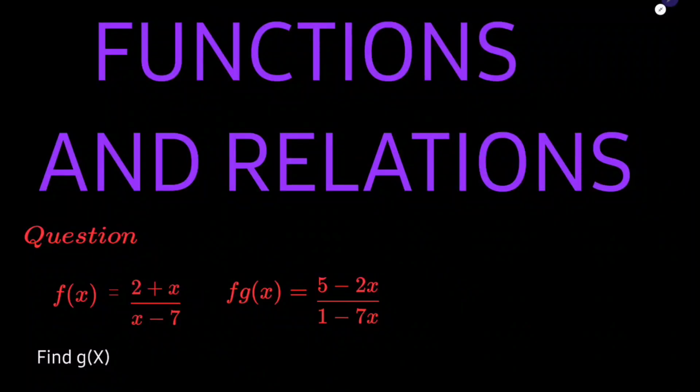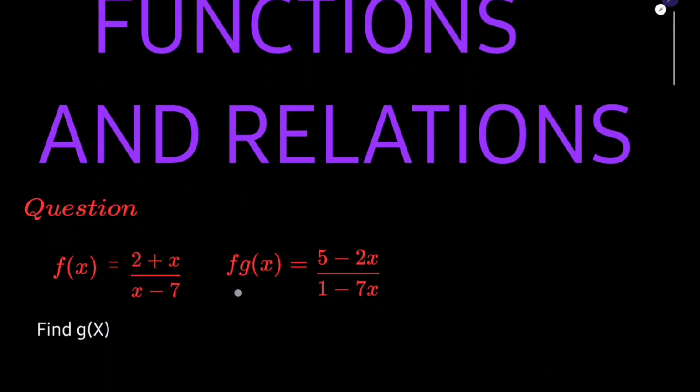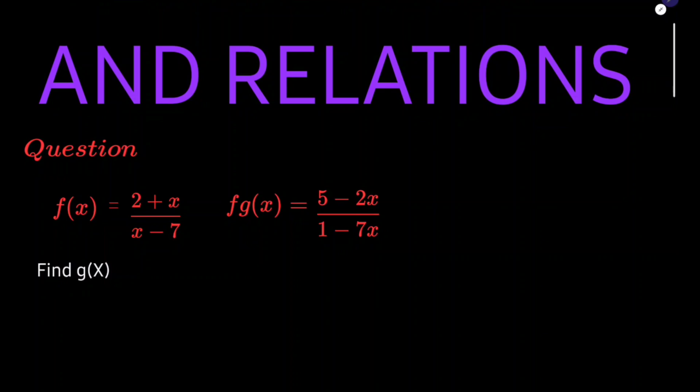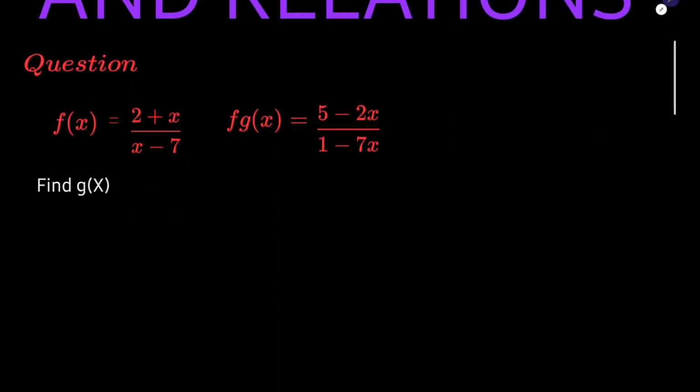In this video we are going to solve a question under composition of functions. Okay, so this is the question. We have f of x is equal to (2 + x) divided by (x - 7), and f of g of x is equal to (5 - 2x) divided by (1 - 7x), and we are to find the function g of x.